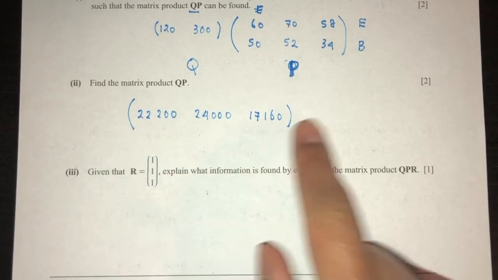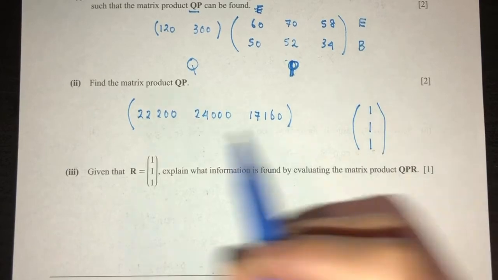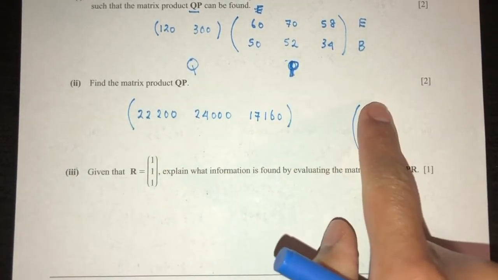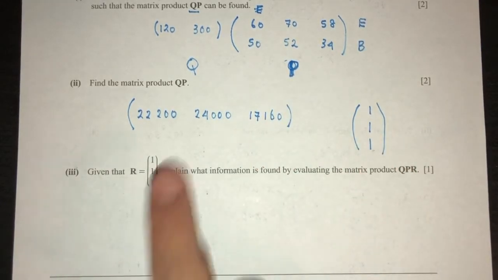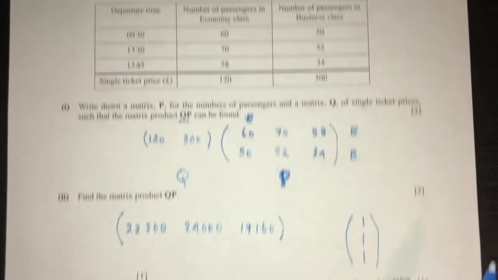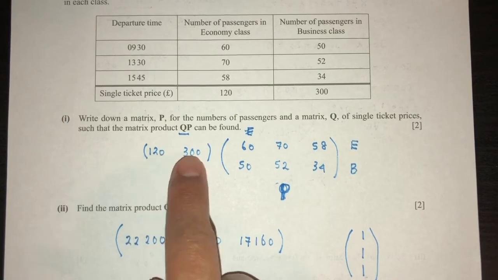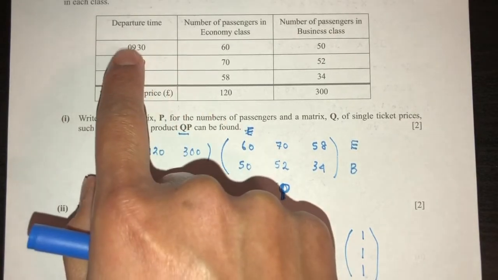So this is QP. R will be at the end, which is 1, 1, 1. By doing this rows by column, you can see you will have this times this, plus this times this, plus this times this. So you will have the sum of every value here. Now what are these values? If you observe, these are the values of the price. This is price times the number of passengers of each plane for the departure time.